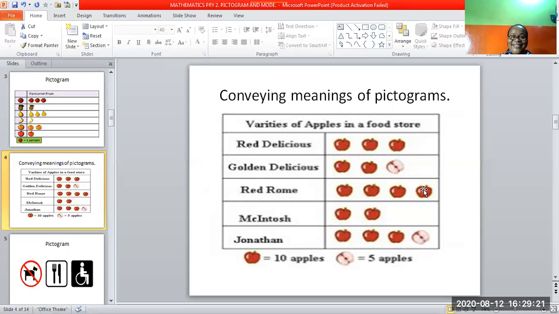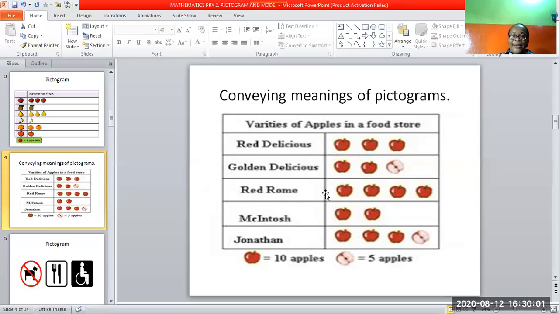Okay, Super Saver. Let's say in the Super Saver food store, there are red delicious apples, golden delicious apples, red rum apples, Macintosh, and Jonathan. For you to understand, the apple that sold the most is represented on the pictogram.